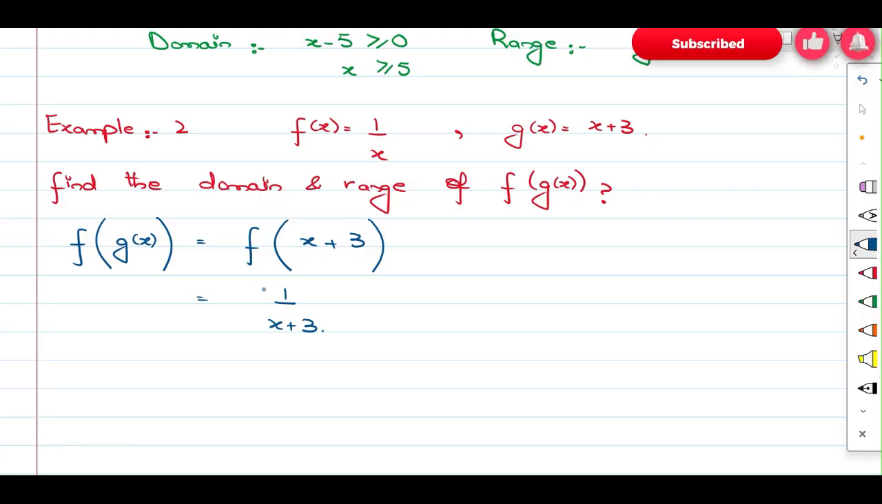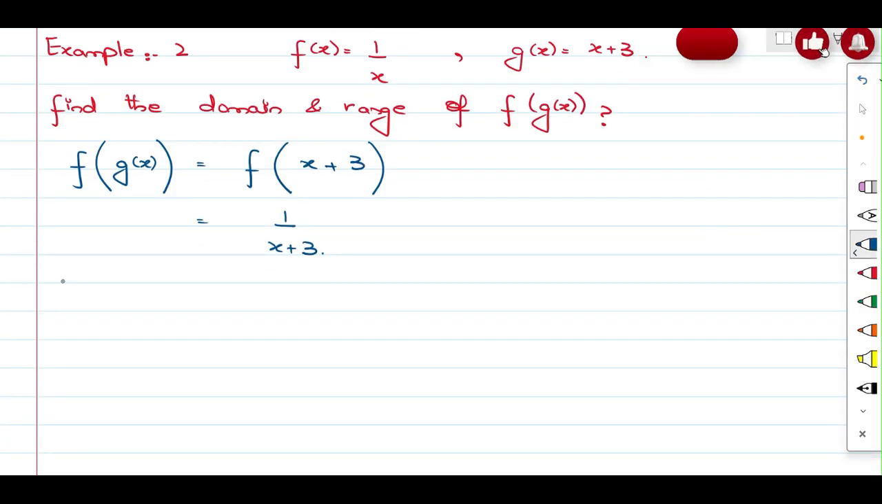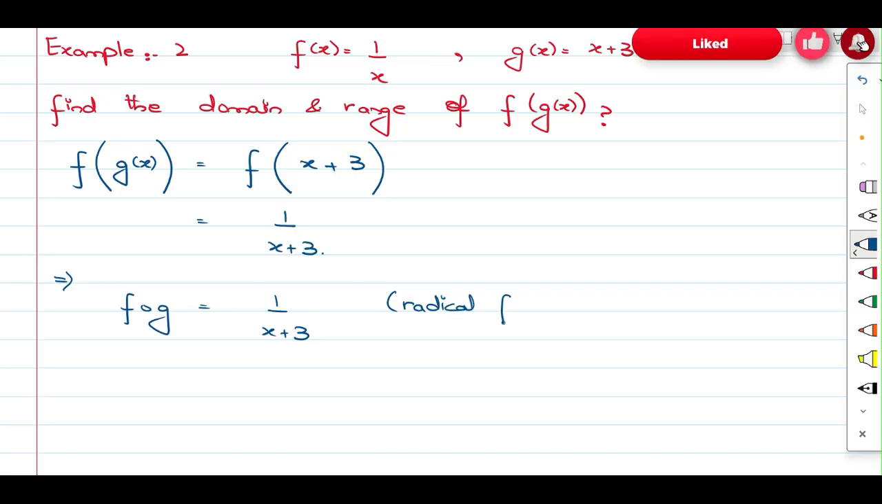Now this function is a reciprocal function, and we have done the domain and range of this type of function in our previous videos. You can also check that video for better understanding. Now, to get the domain and range, I can write down that f composition g is 1 over x plus 3. This is a reciprocal function.